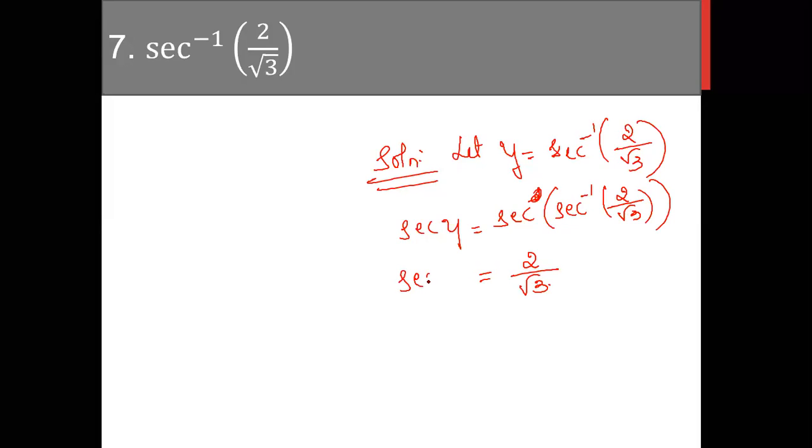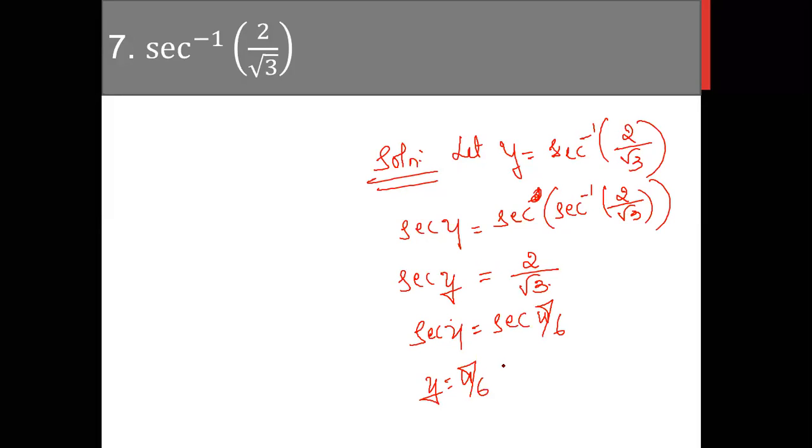At what angle secant takes the value 2 by root 3? Pi by 6. So secant y is equal to secant of pi by 6, so y should be equal to pi by 6. But check whether pi by 6 belongs to the principal value branch.